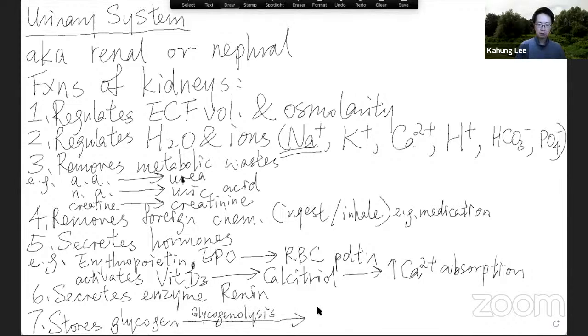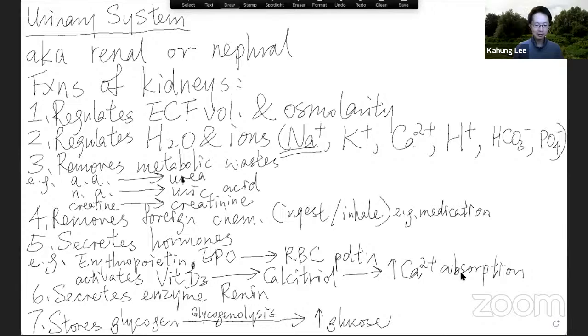And to increase the glucose level. Okay, yeah, we always say that glycogen is stored in the liver and muscle, but this is like the third location that we seldom talk about.